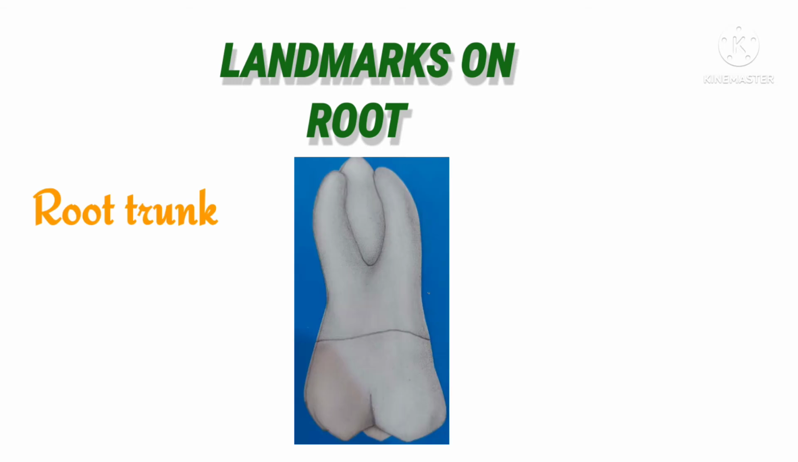Next topic is the landmarks on the root. The first one is root trunk. Root trunk is present only in multi-rooted teeth, and it is the undivided part of the root near the cervical line. And the root trunk is very short and nearly absent in primary molars.